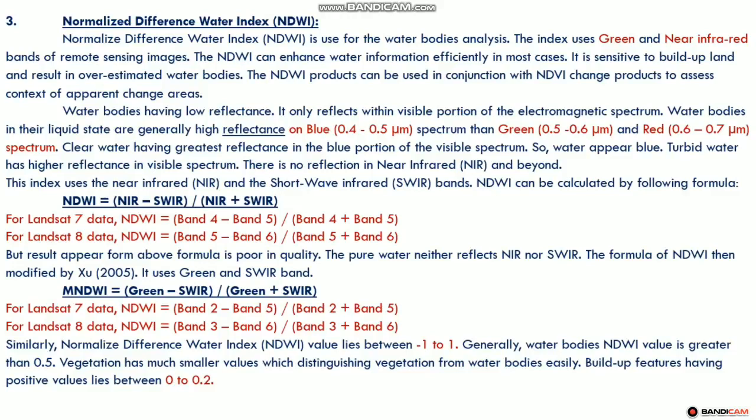So you can see the index ranges from -1 to 1, and generally water bodies have a value greater than 0.5. So once you have values greater than 0.5, we will define it as a water body. Now vegetation has much smaller values, which distinguishes vegetation from water body easily. Built-up features have positive values and lie between 0 and 0.2.